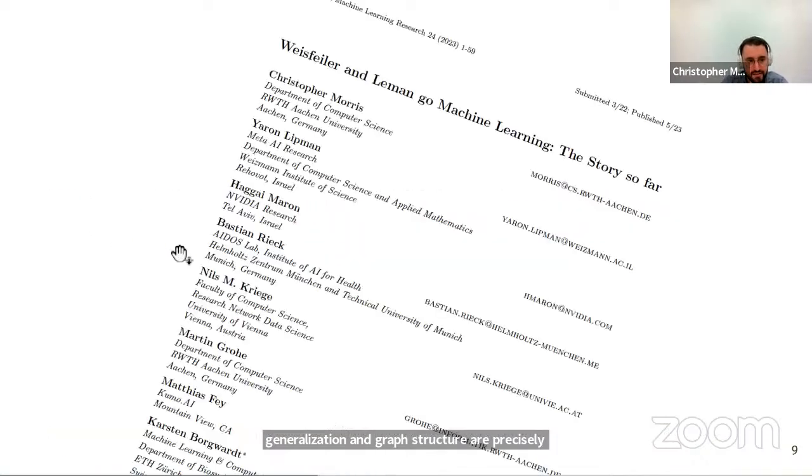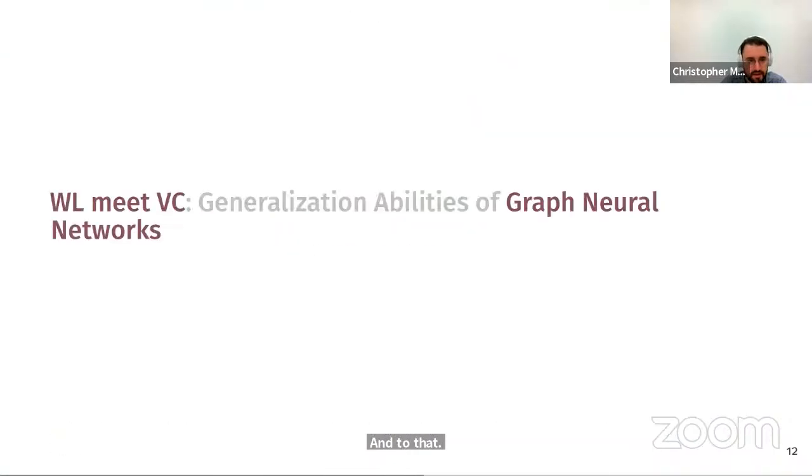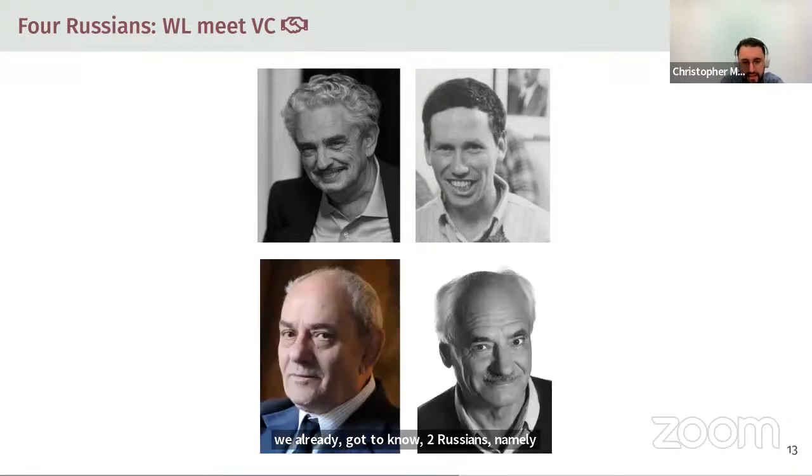And to that, we have to meet VC. So we already got to know two Russians, namely Weisfeiler and Lehman. And now we have to meet Vapnik and Chervonenkis.